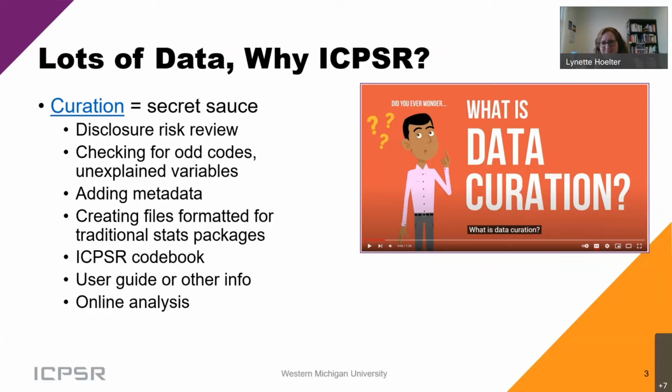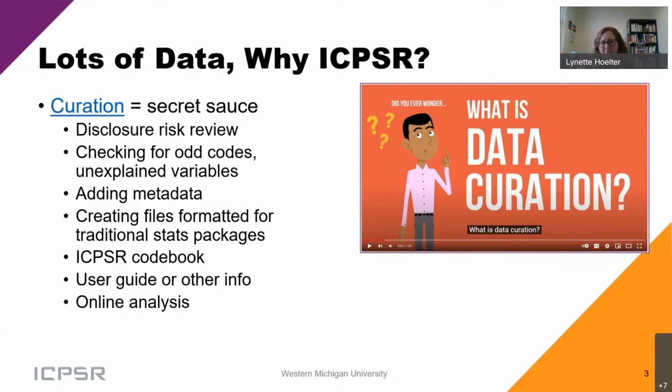We have approximately 50 trained professional curators. And so they go through and they look for unexplained things, codes that don't make sense. So if a variable is supposed to have 1 through 4 in its code and it has an 847, they're going to try to figure out why.